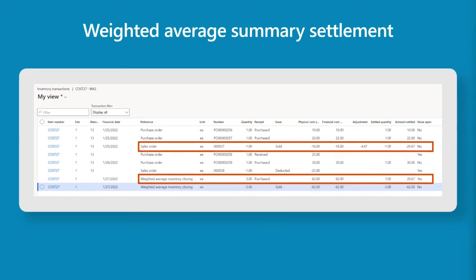The positive transaction in this set, or the receipt, matches the settled cost of the financially updated issues that occurred during the period. In this case, there is only one sales order that is financially updated, so our weighted average inventory close transaction is valued at $20.67.